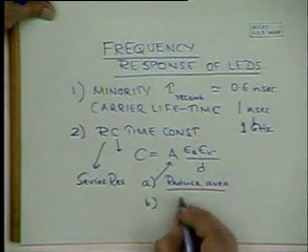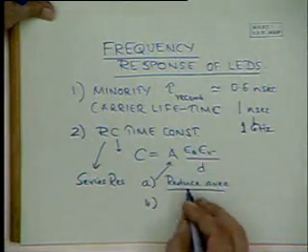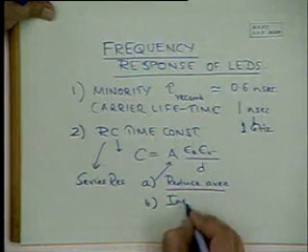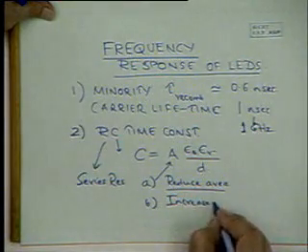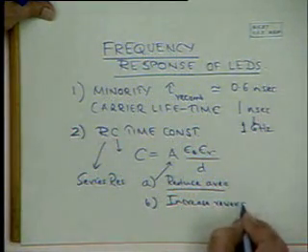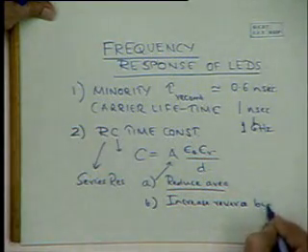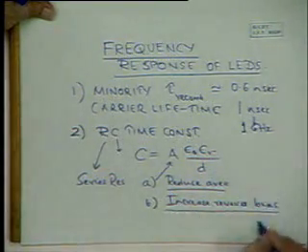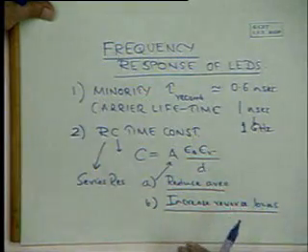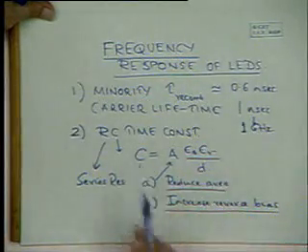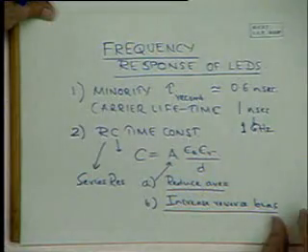The other possibility is, suppose you increase the reverse bias when you switch off. 1 by C squared against V. So if you increase the reverse bias, the depletion width increases and the capacitance decreases.